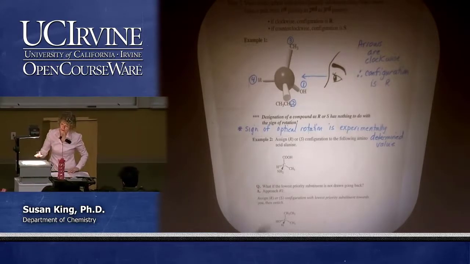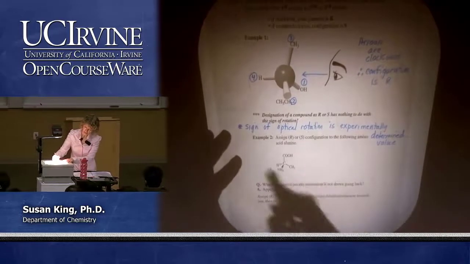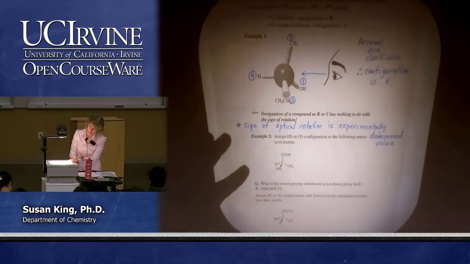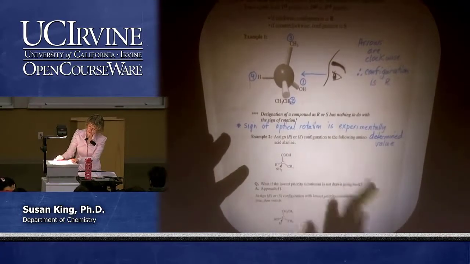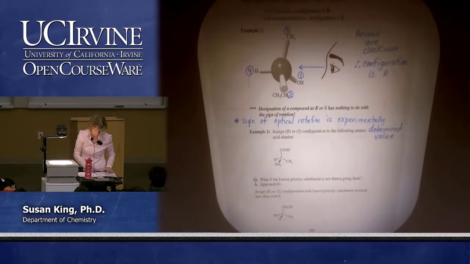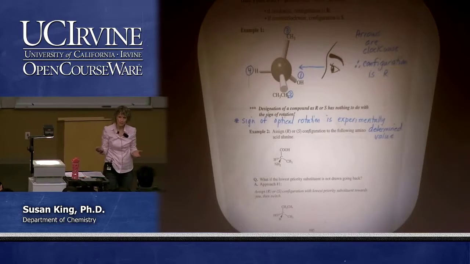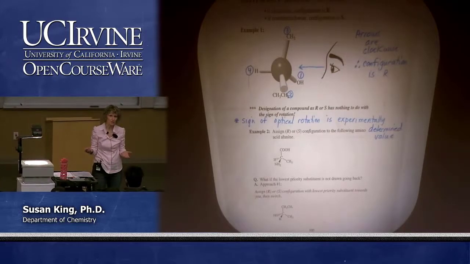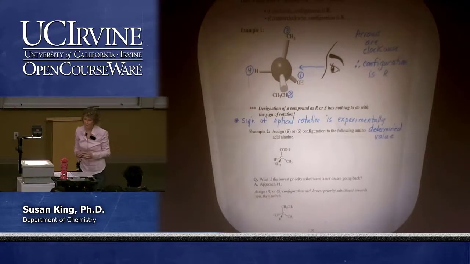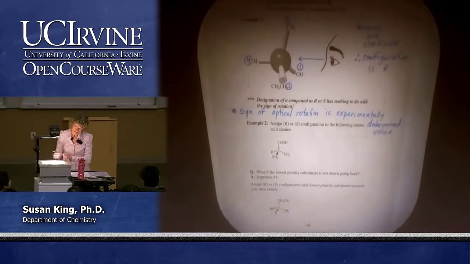Okay, so here's some different approaches for this particular one. Assign our R/S configuration to the following amino acid, alanine. You know, and by the way, if you run out of time on the test, it's a 50-50 guess whether it's R or S. Unless it says why. Why? No, I wouldn't ask why. I wouldn't ask why for that.